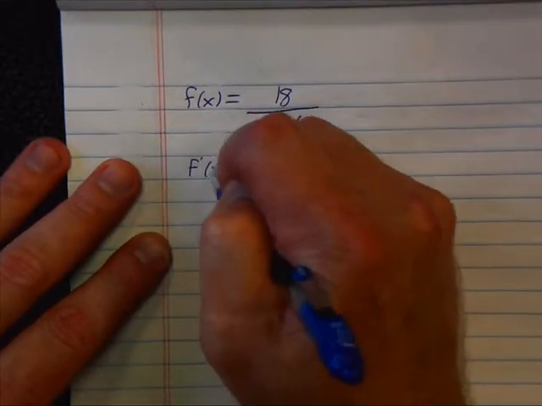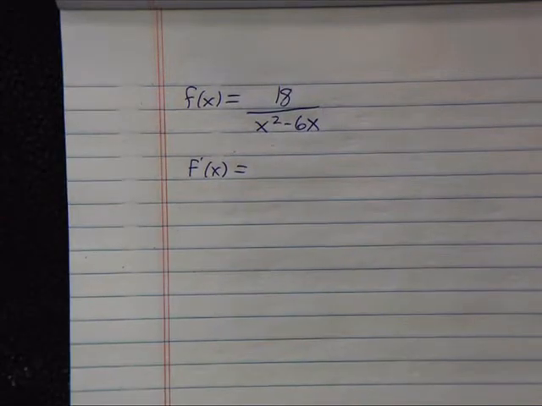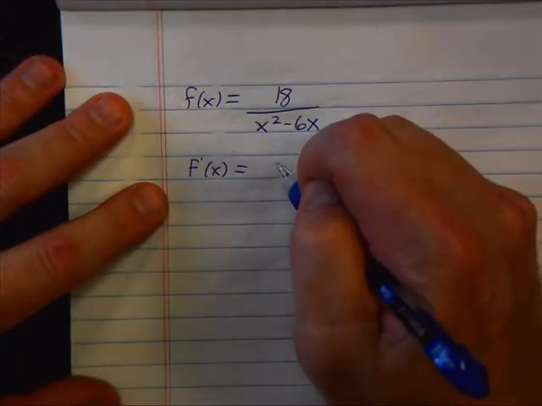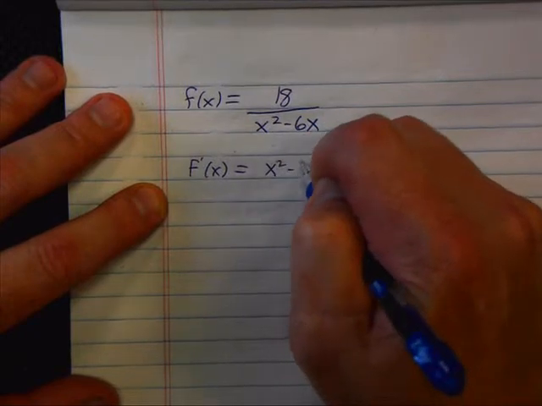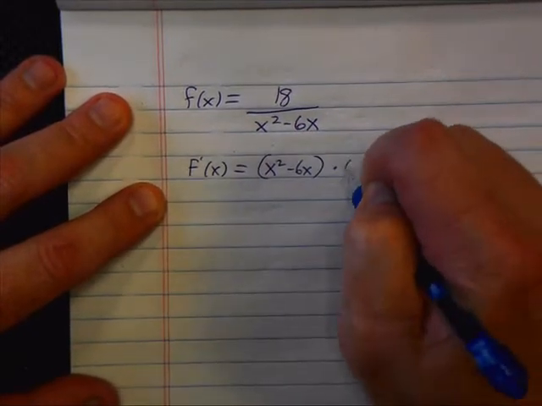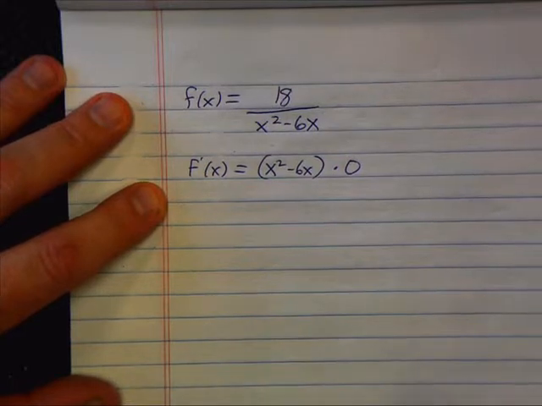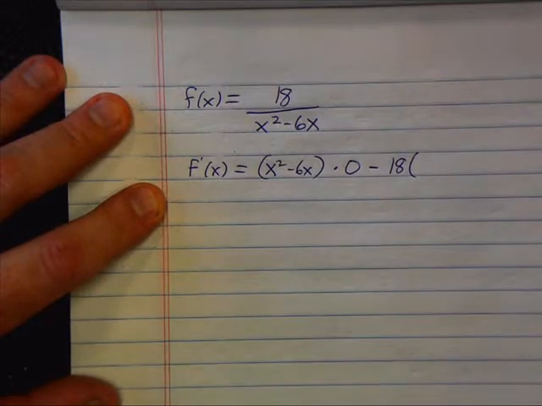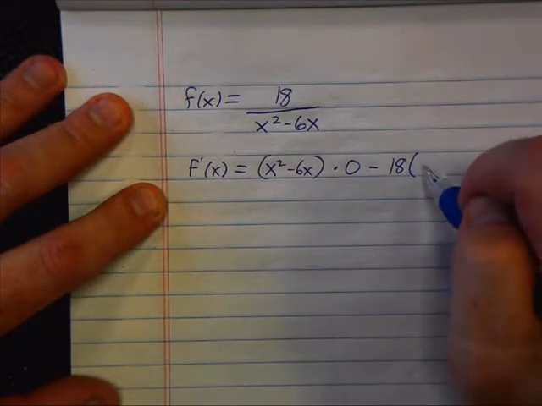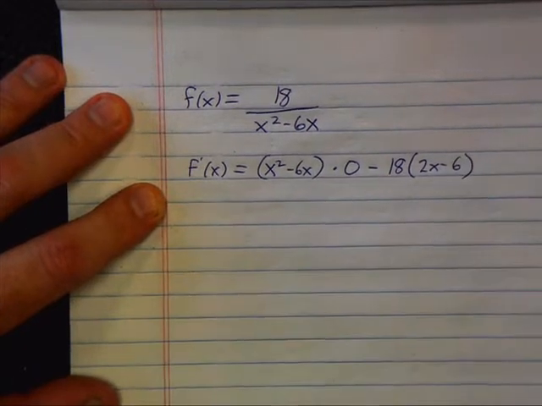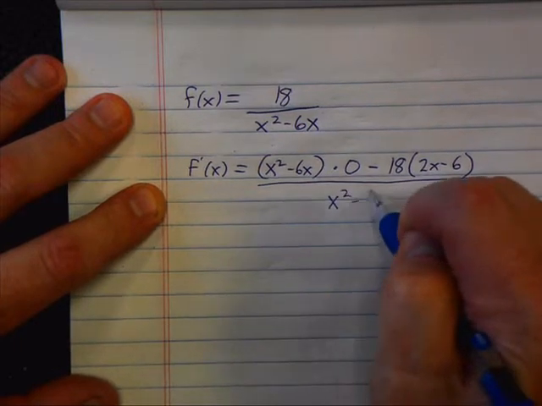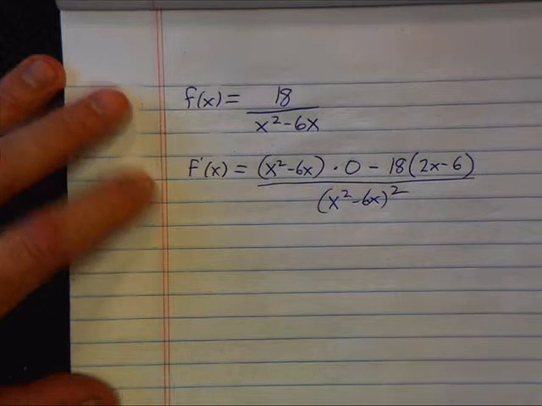F prime of x is. What tells you to use the quotient rule? It's a fraction. Anytime you see a fraction, that's a pretty good hint that you could use the quotient rule. Quotient rule starts with, leave the bottom alone, x squared minus 6x times 0, because the derivative of the top is just a number. Derivative of the top is 0. Minus the top, that's 18, times 2x minus 6, that's the derivative of the bottom, divided by x squared minus 6x all squared.